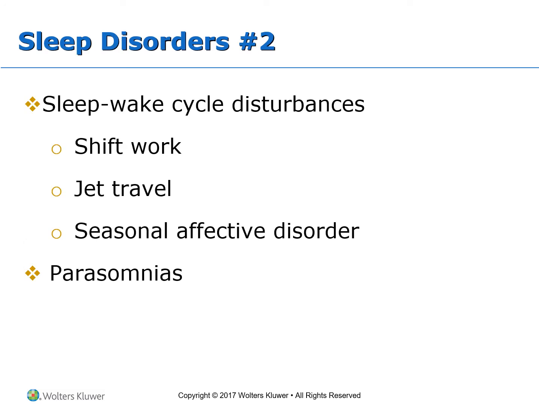A sleep-wake cycle disturbance results from a sleep schedule that involves daytime sleeping and interferes with biologic rhythms. Sleep-wake cycle disorders occur among shift workers, jet travelers, and those diagnosed with seasonal affective disorder, a cyclical mood disorder believed to be linked to diminished exposure to sunlight. So let's talk about shift workers.